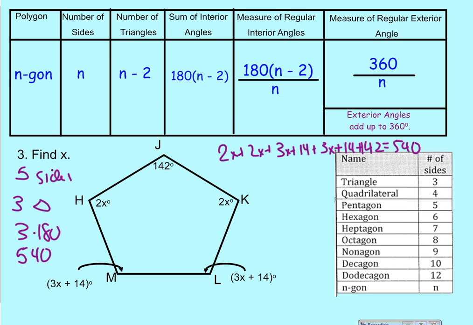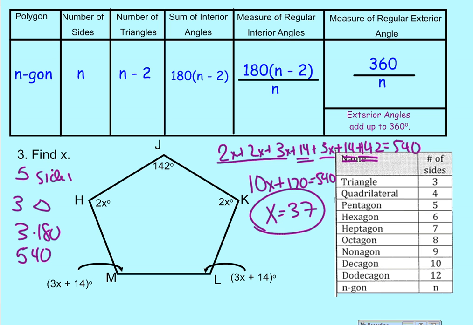So let's shorten this up quite a bit. So 2x, 2x, 3x, 3x. So 10x, 14, 14, 142. 14, 14 is 28 plus 142 is 170. That's going to equal 540. So a little solving. I get x to be 37. Once x is 37, you can substitute it in here, here, here, and here, and you can figure out what those angles are going to be.